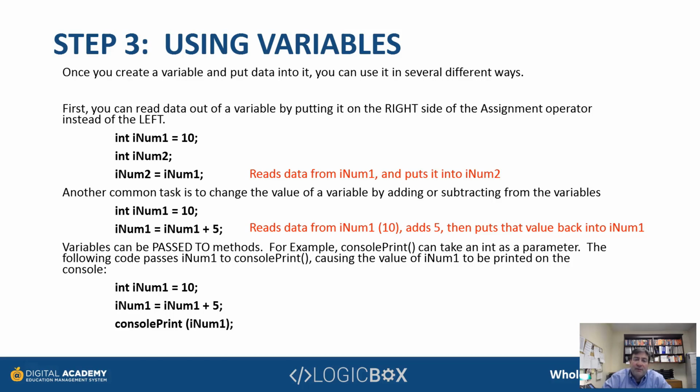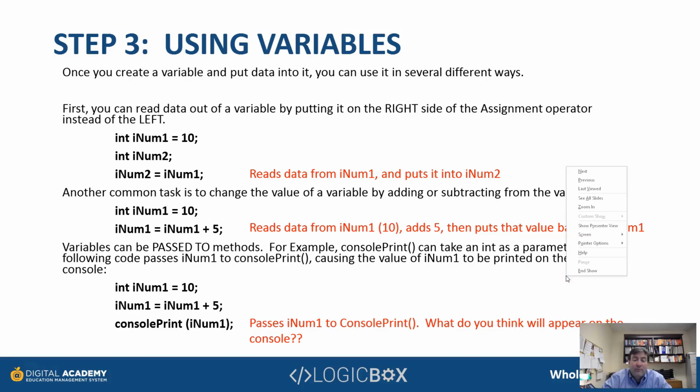You can also take a variable and pass it to a method. You'll recall earlier we used Console.Print to write out numbers. We wrote Console.Print, and then in parentheses we put a whole number with a closed parenthesis and a semicolon, and when we ran the program it wrote out that number to the screen. Well, if we put a variable inside of Console.Print, a variable that represents a whole number, Console.Print will write out the value that's in the variable to the screen. For example, this code below, Console.Print(iNum1), will print out the value.